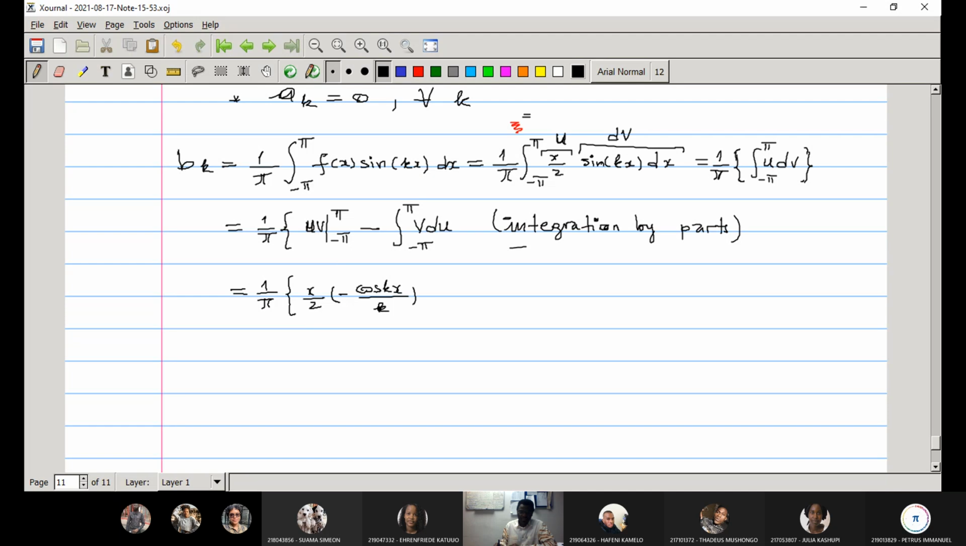And you can always check. If I differentiate this, I should get dv. Now, if I differentiate cosine, it will become negative. This negative becomes positive, and then sine. The k will multiply, and that k will cancel out with the k in the denominator. So I will get this. So it's correct. I don't need to stress. Now we have from negative pi to pi here, and then minus this one.